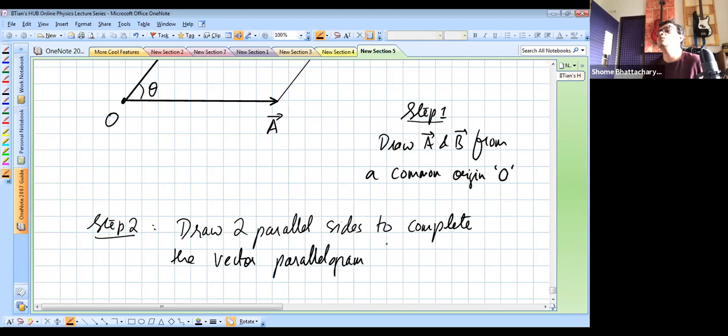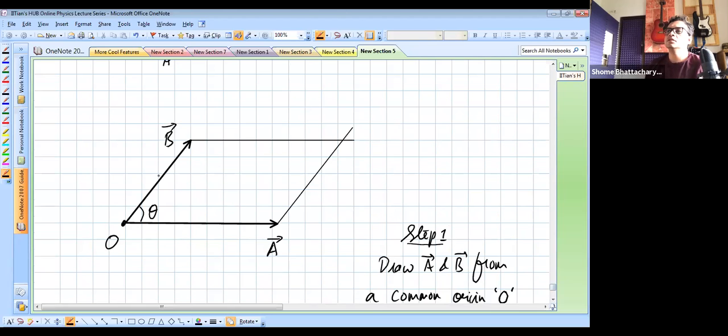So vector parallelogram is a parallelogram with adjacent sides, that means non-parallel sides, as the vectors A and B. So that is now the parallelogram that you got in your figure. So this side B is the same as this side B, and this A is the same as this side A. So two parallel sides are A and two parallel sides are B. So you got your parallelogram by constructing this.